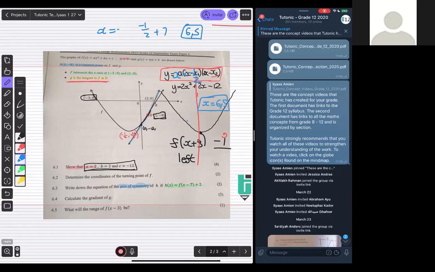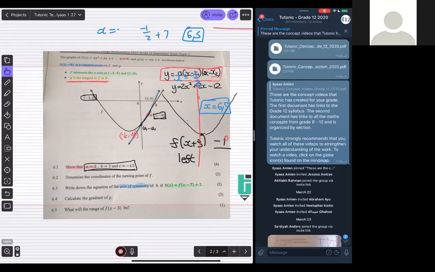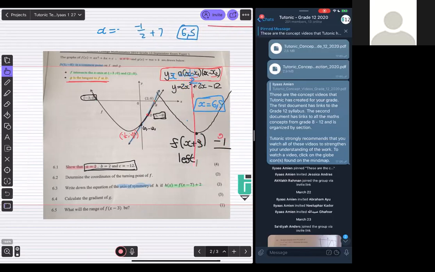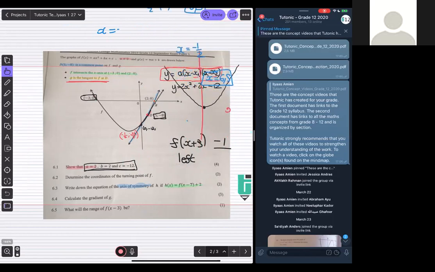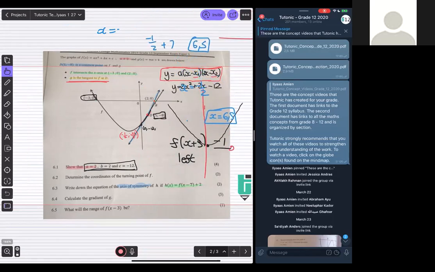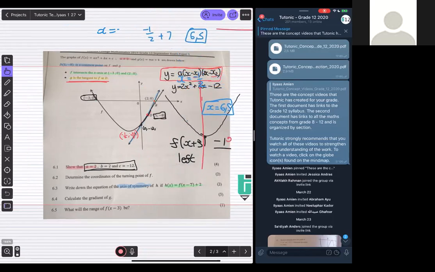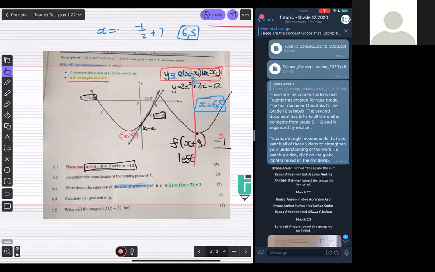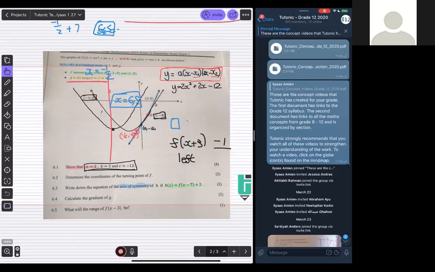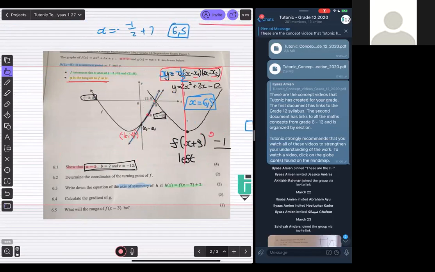Do you guys see that? Everybody see that? So we're moving it to the right and up by 2. But my question is, by moving it up by 2, is that changing the axis of symmetry? No. Okay, so that's why you only have to consider the horizontal shift. Everybody happy? Yes. Okay.